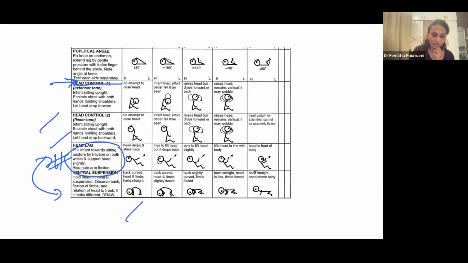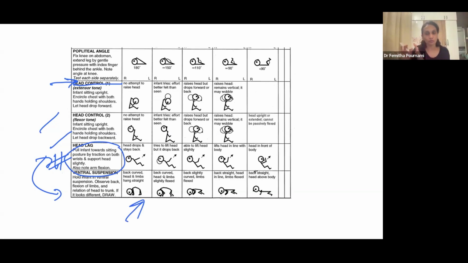Ventral suspension. This is again one more thing that you need to be a little careful. You do not want the baby to vomit. Okay. So make sure that you keep your baby on the chest on your hand, not on the abdomen. So you don't want the abdomen to get compressed. You want the chest to be on the palm of your hand. Do it very gently. Put him in ventral suspension only if the baby is okay to do.